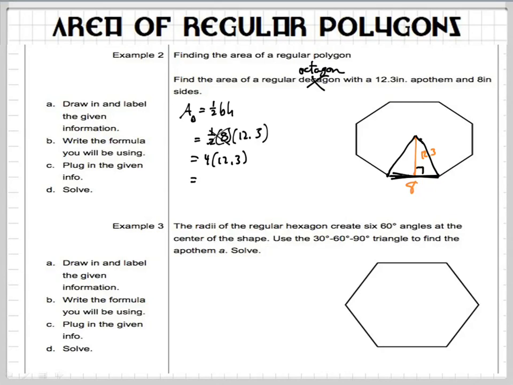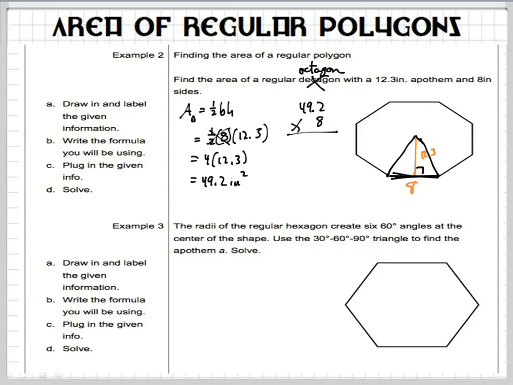What do you get when you multiply 4 times 12.3? Come on. What is it? 49.2. Okay, so that's the area of just the apothem triangle. That's inches squared. Okay, but how many apothem triangles do we have again? There's 8 of them, so I have to go 49.2 and multiply it times 8.